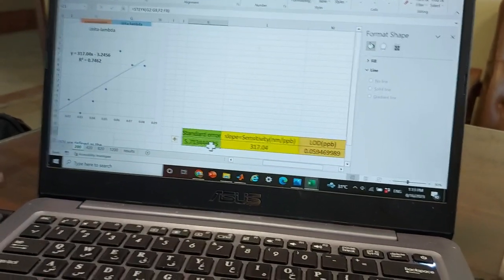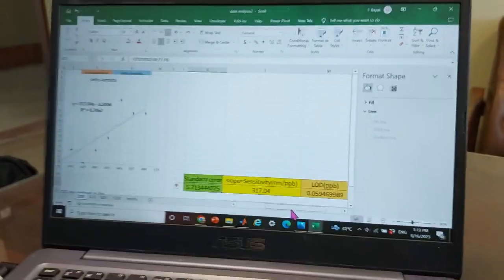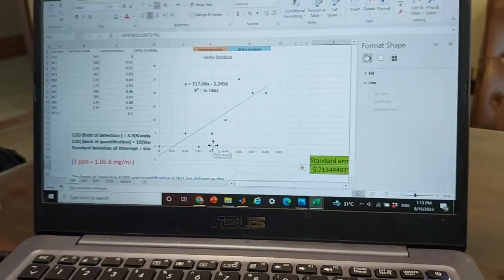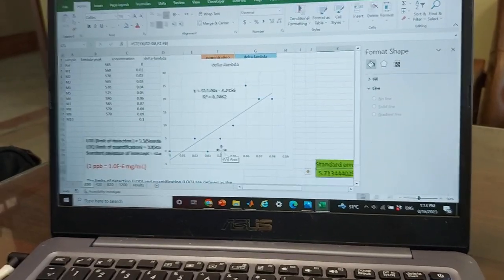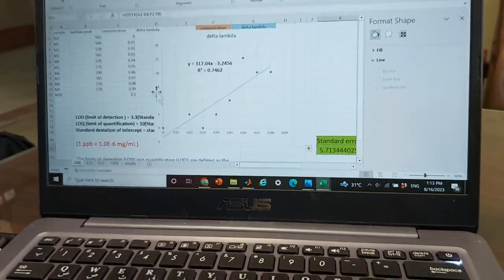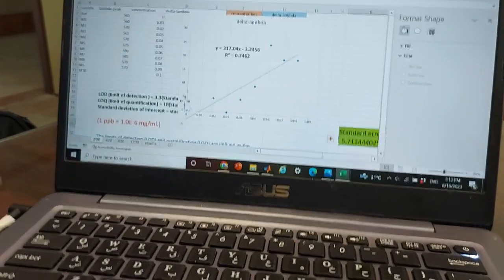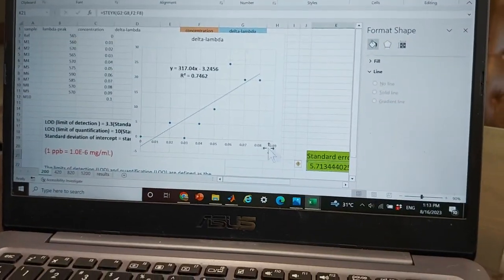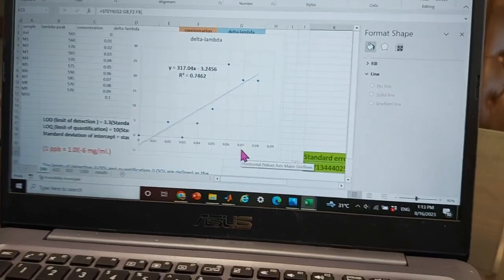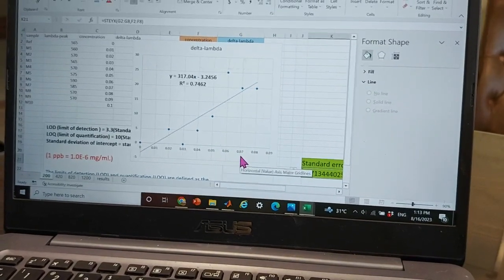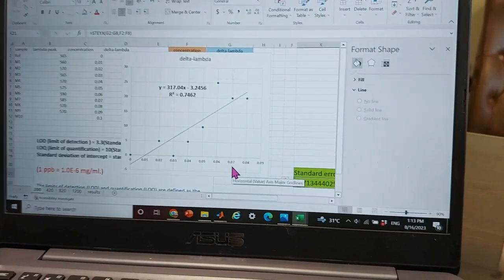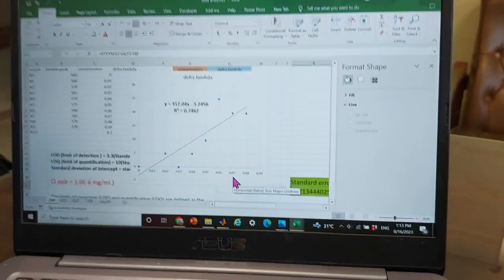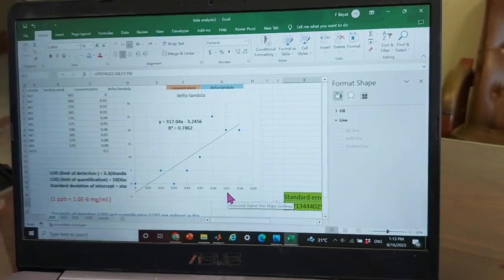Why does this slope equal sensitivity? Because we said sensitivity is delta lambda divided by delta concentration. If I extend this column, what is the relation? This is delta lambda. This is concentration. And we know delta lambda divided by delta concentration is sensitivity. Where does this equation come from?